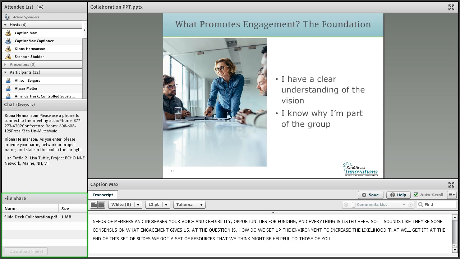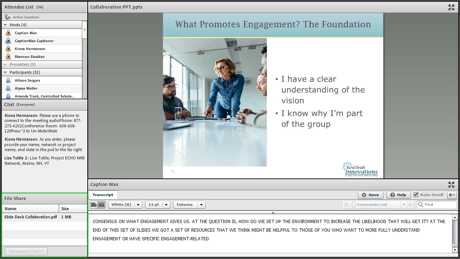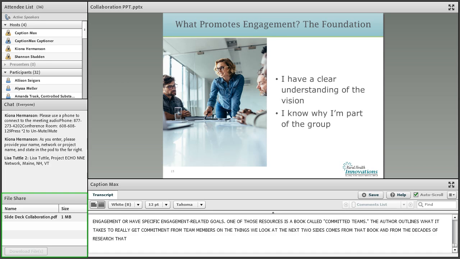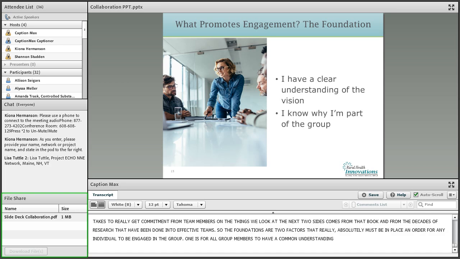And interestingly enough, this lines up really well with what came out of last fall's Summit of Network Leaders. Participants said that when we do a good job of convening and engaging stakeholders, all of these benefits result. So all the things that you see on this slide. We share the workload of change, share issues that amplify the needs of members, and increase your political voice, your credibility, opportunities for funding, and everything else that's listed here. So it sounds like there's some consensus on what engagement gives us. Now the question is, how do we set up the environment to increase the likelihood that we'll get it.